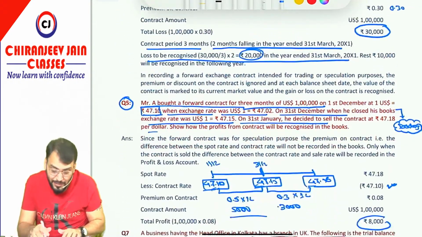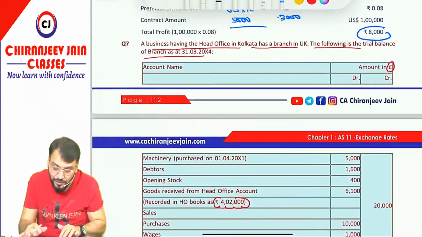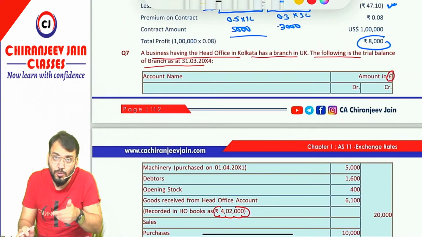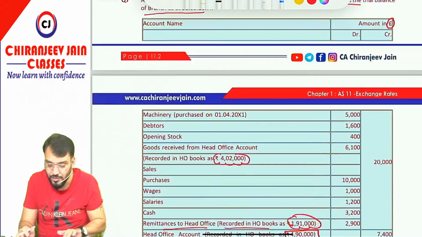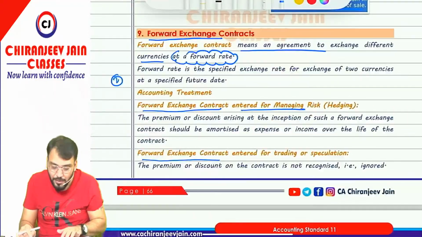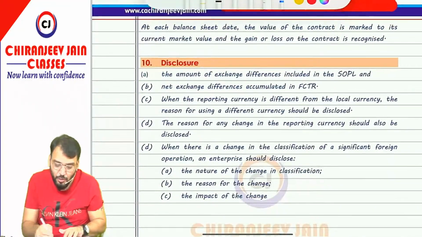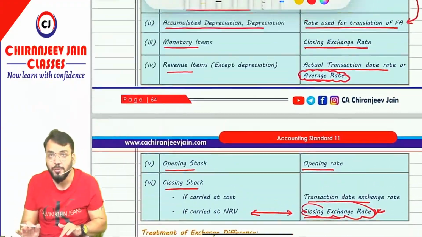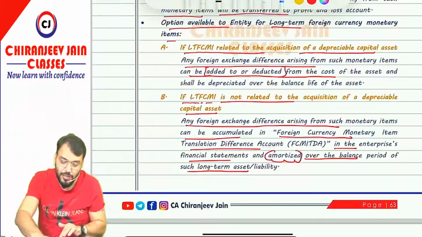I will say these questions are important because normally I have seen that this type of question they ask. So if you only revise these two questions and go to the exam hall, you can attempt it. Okay sir? Yes sir. I hope you have understood all the points of this chapter now covered. Disclosure you can do on your own. So all the points are covered. This was AS11 from my point of view. I hope you have understood. The balance questions you can do on your own.